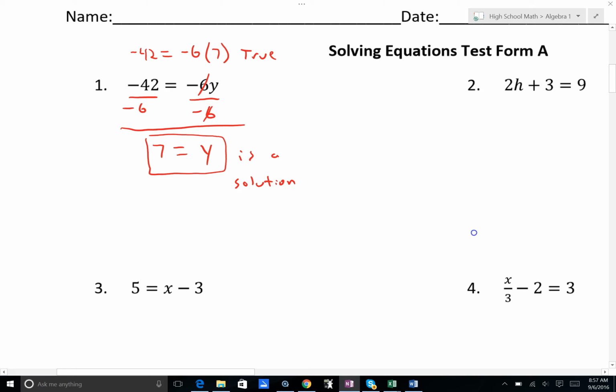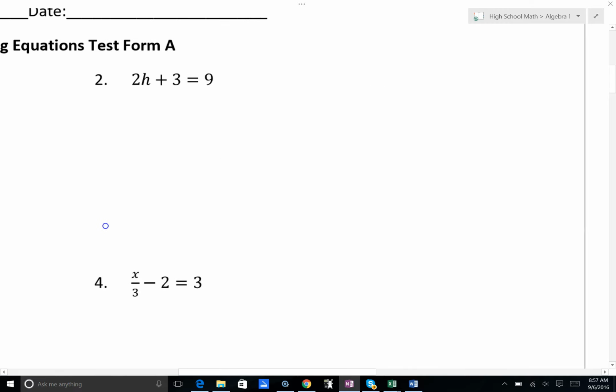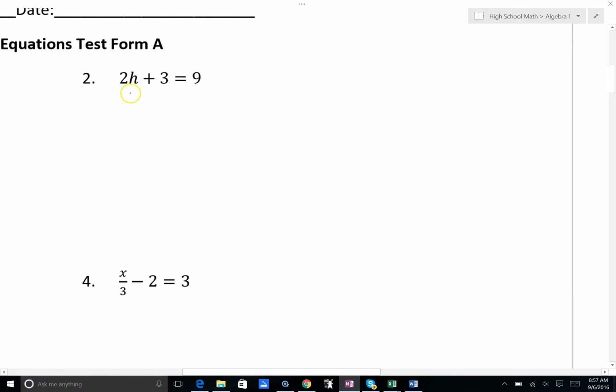Remember to pause the video between each problem to try on your own. Number 2. Our goal is to isolate our variable, in this case get h by itself. We notice we have 2 times h plus 3. In general, we will undo the added or subtracted part first. I'm going to draw my line down the middle. This is just to keep things separate. What I do on one side, I do to the other. Here we have plus 3. Our inverse will be subtraction, subtracting 3 on both sides.